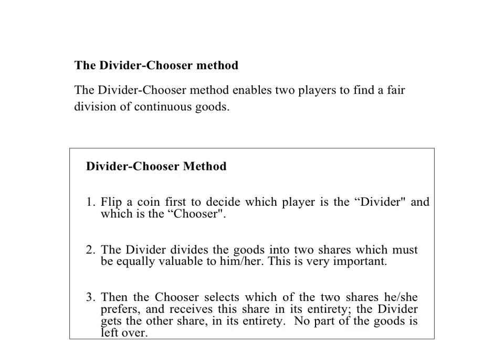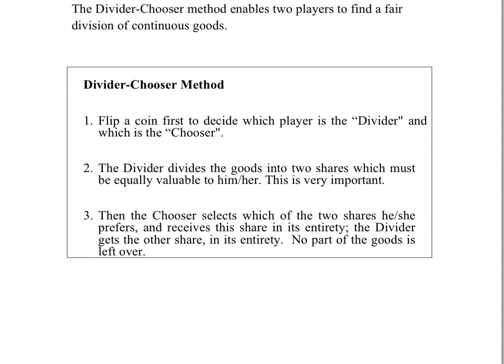Our fundamental method for dividing continuous goods, when there are 2 players involved, is the divider-chooser method. Okay, this systematically enables 2 players to find a fair division of continuous goods, and it guarantees that if they follow the rules, both players will indeed get a fair share. Let's describe the rules, and then we'll look at some examples.